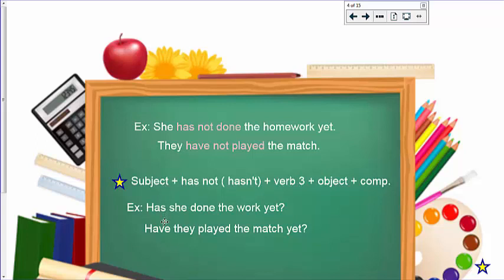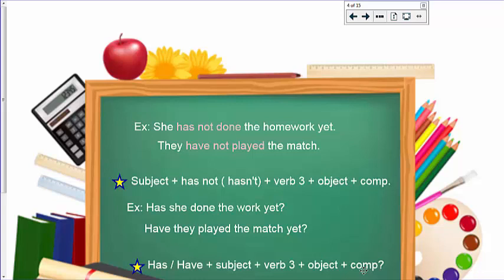Look at these two examples here. Has she done the work yet? Have they played the match yet? Look at here, we have questions. So we can form the question by using has and have as a question article, and then we can use the subject, then the verb 3 and the complement of the sentence. Also here we can use a rule like has or have plus subject plus verb 3 plus object plus the complement. So this is the present perfect in active form.